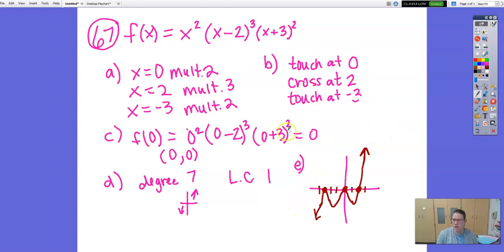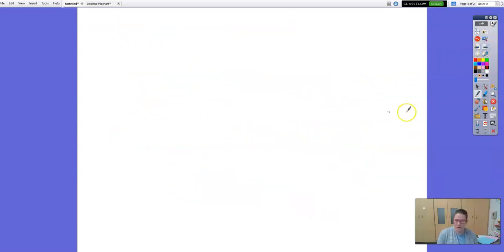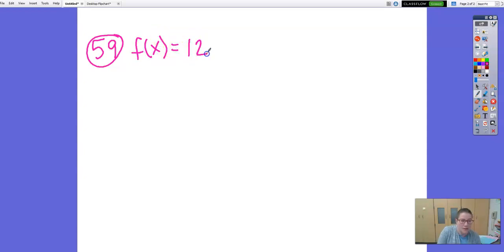Okay, so let's try one more. There is a slight difference on some of these. So let's look at number, let's say, 59. On 59, our function is given in standard form. It's not in factored form. So because of that, we can't see where our zeros are. We're going to have to factor this in order to find them. So the first thing we want to do when we're factoring is find the greatest common factor.